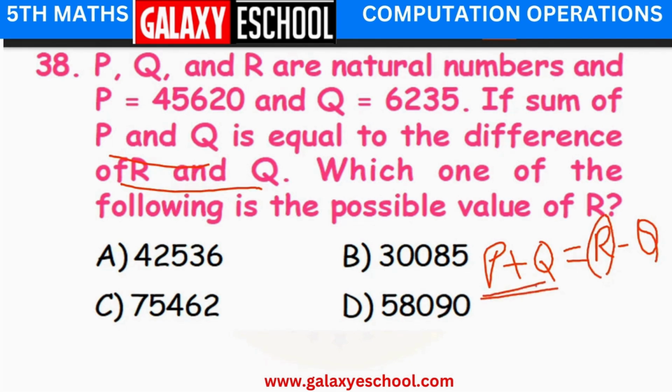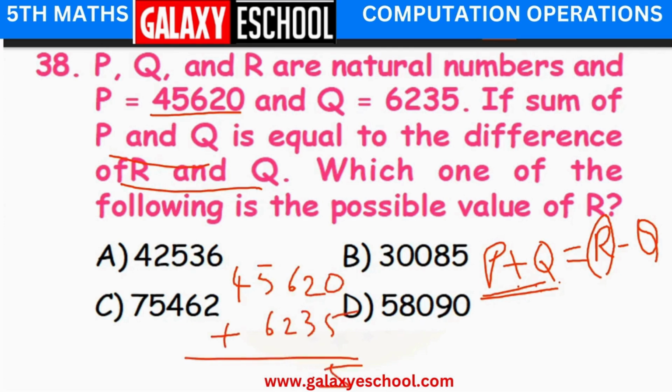First let us find out the sum of P and Q. P is 45,620 and Q is 6,235. When we add these two, what will be our answer? 5, 5, 8, 11, 1 carried and 5. What is the sum? 51,855 is the sum. Let me write it here. This is P plus Q.